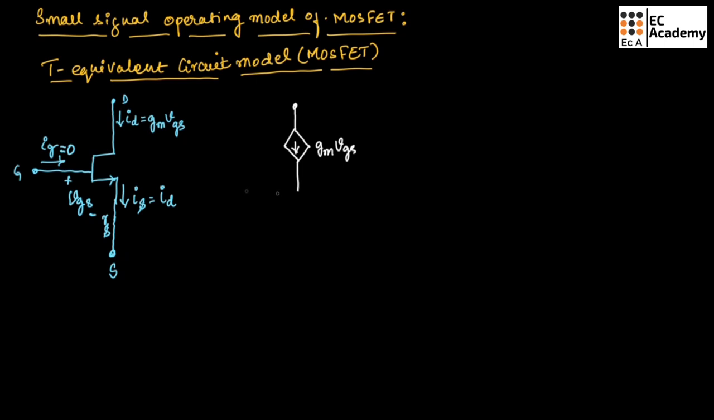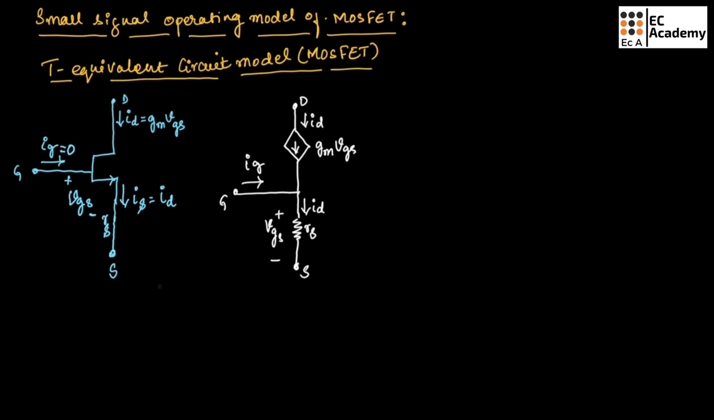So across the gate terminal, we can write the current IG, and across the source terminal, we can write a resistor which will be equal to RS, and the voltage between gate and source, we can write it as VGS. Current across the drain terminal will be ID. The same current will flow through the source terminal as well. So current across the source terminal will also be equal to ID.